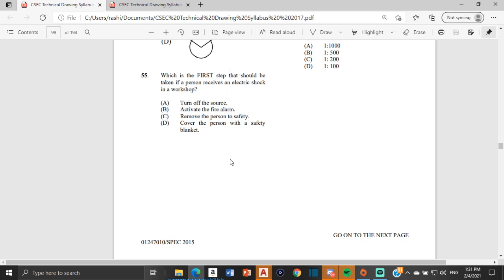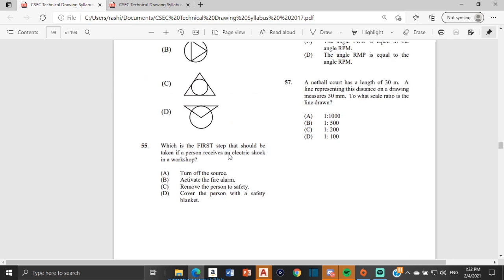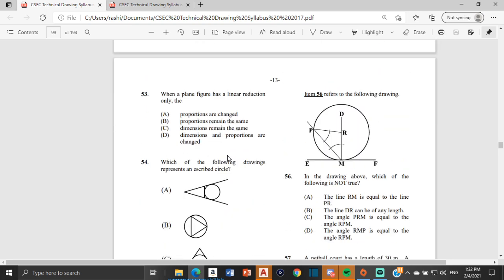You might say that the answer is to turn off the source. But what if the source is the reason for the person getting an electrical shock? What if it's a breaker panel or something like that, and that is the main source that you can turn off? You can't try to turn that off because you'll end up getting shocked as well, and you don't know if anything is live. So what you have to do is just activate the fire alarm and get help. That's as much as you can do in that situation. And you cannot remove the person, because if you touch someone who's been electrocuted, that ends badly.